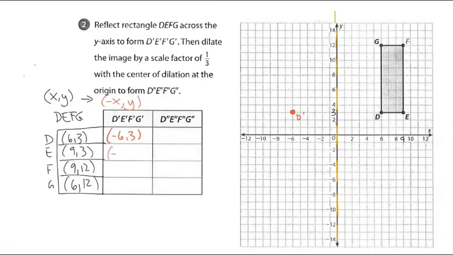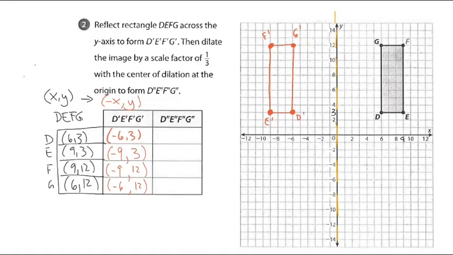So that would be -9, -9, -6, and keep the y numbers the same. 3, 12, 12. So I want to go over to -9, 3. That's E prime. I want to go -9, 12. That's F prime. And -6, 12 is G prime. This one's going to be easier to draw the shape because I'm drawing lines.